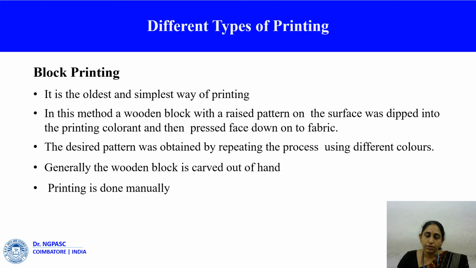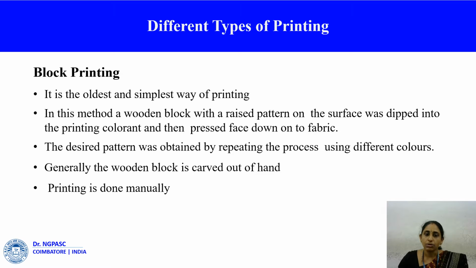The first type of printing is block printing. It is the oldest and simplest way of printing. In this method, a wooden block with a raised pattern on the surface was dipped in the printing colorant and then pressed face down onto the fabric. The desired pattern was obtained by repeating the process using different colors.